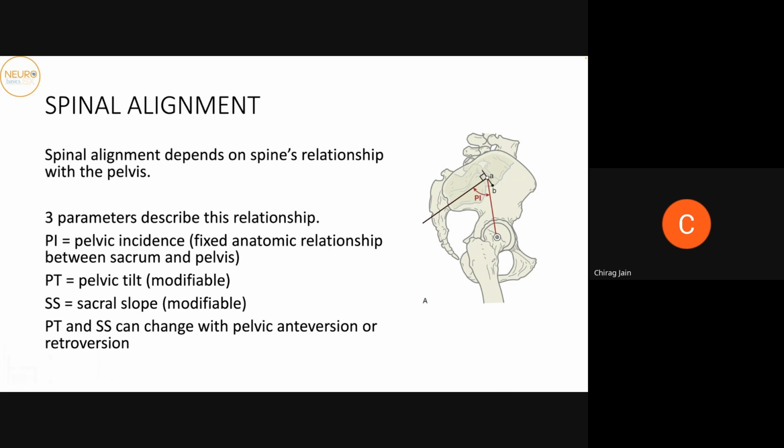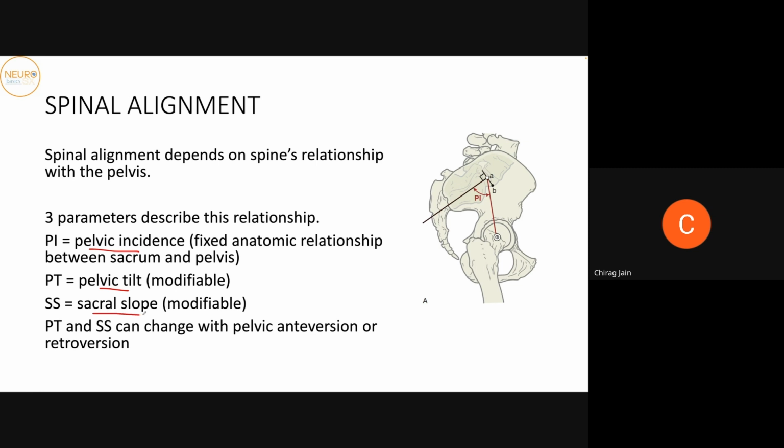Now, the spinal alignment depends on the spine's relationship predominantly with the pelvis, because the main function of the spine is to transmit the load of the head and the thorax as well as the abdomen, ultimately down to the pelvis and then to the lower limbs. So the basic alignment has to happen between the lumbosacral spine and the pelvis. There are ways that we can evaluate this. There are three parameters which describe this relationship. They are the pelvic incidence, the pelvic tilt, and the sacral slope.